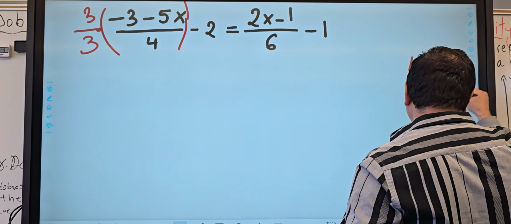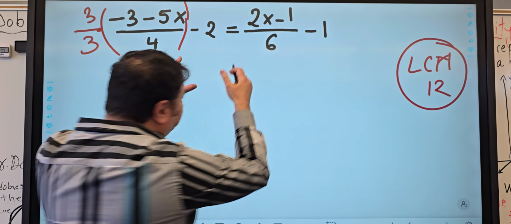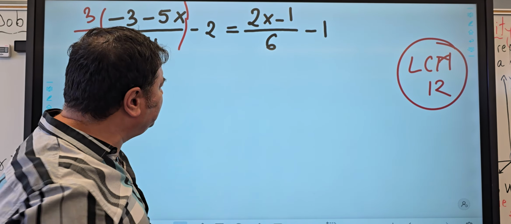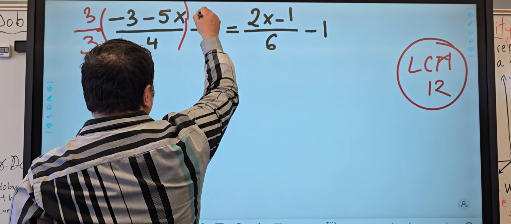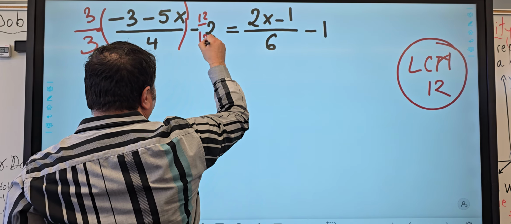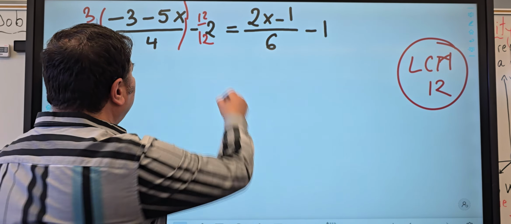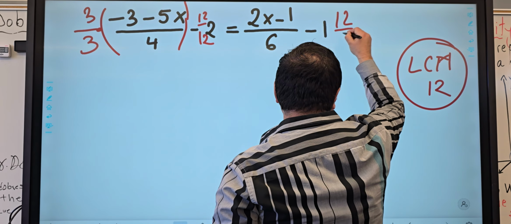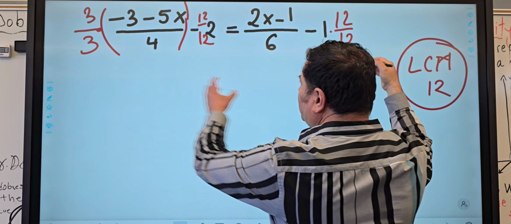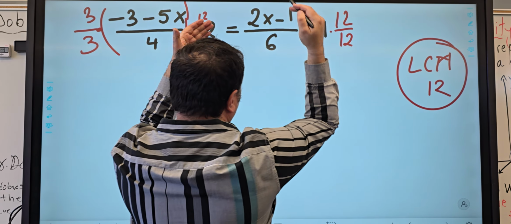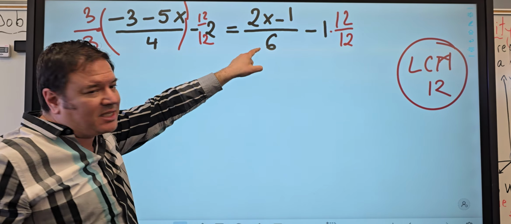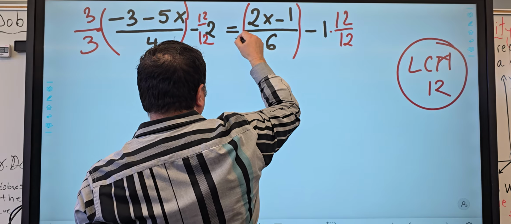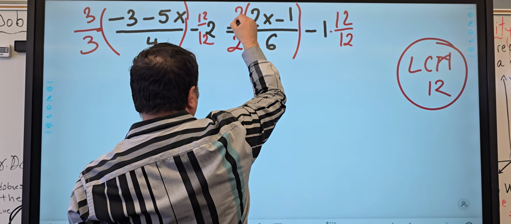LCM is 12. Now, -2, since it's a whole number with a 1 on the bottom, we have to multiply the entire thing by 12 over 12. Don't forget that we have 12 over 12. We do the same with -1 here, 12 over 12, because we need a 12. We have a 12 here, a 12 here, and a 12 here, but now 6 times 2 equals 12. Therefore, we need to multiply this expression by 2. Whatever we do on the bottom, we do on the top.